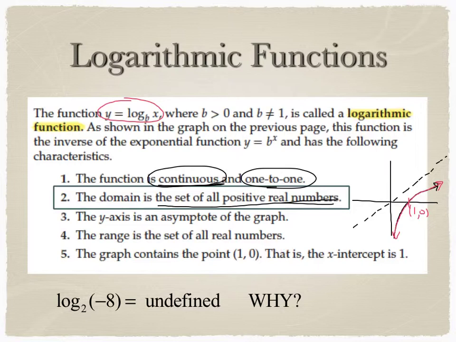The range is all real numbers because I can have y values that keep going up over here and y values that keep going down. The graph contains the point (1, 0). And that's the same as saying the x-intercept, the point where the graph crosses the x-axis, is 1.